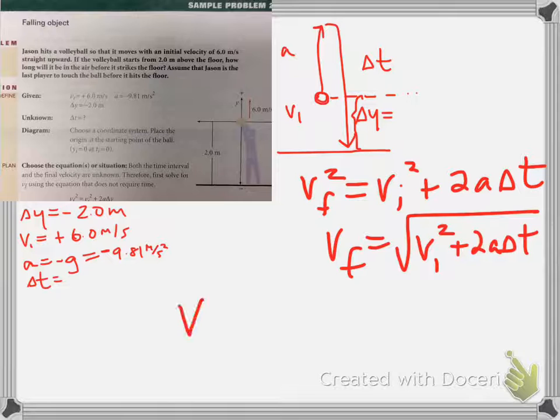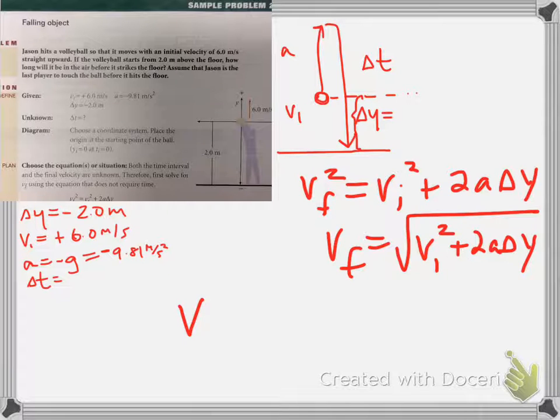Well, what about Vf squared equals Vi squared plus 2a delta y. There we go. That has our displacement. Sorry, that was just my copying error.